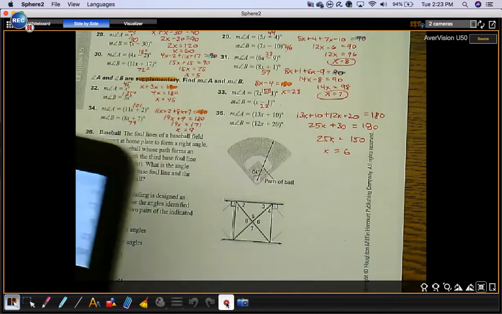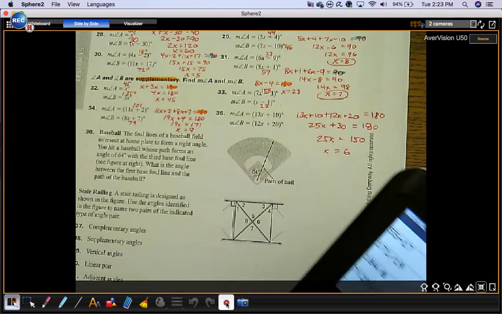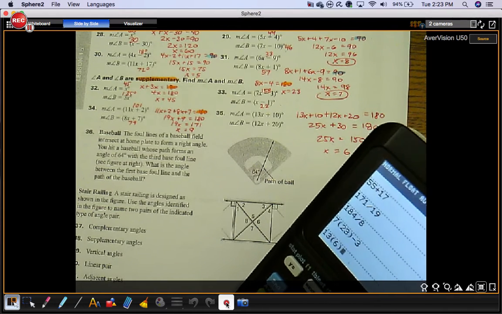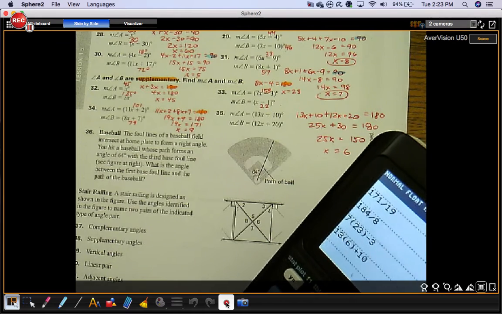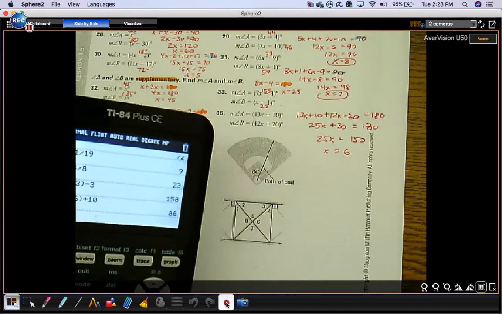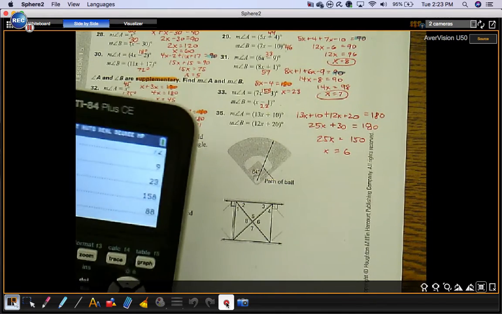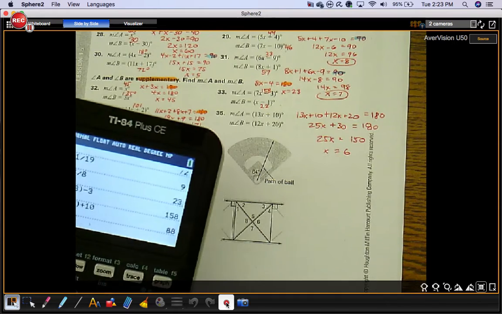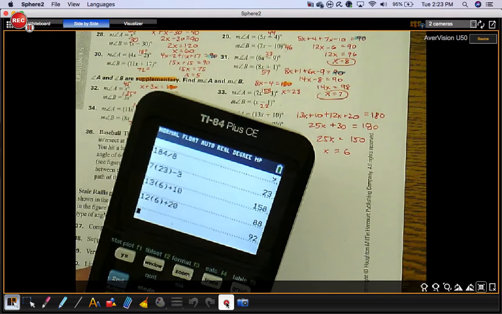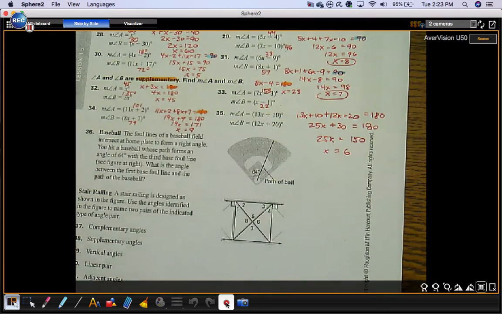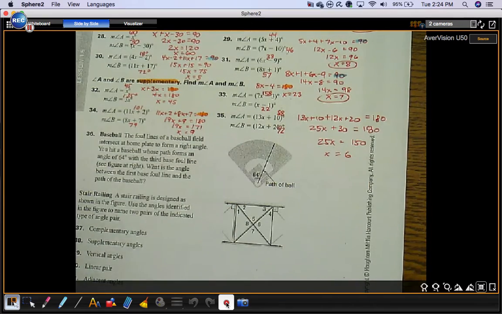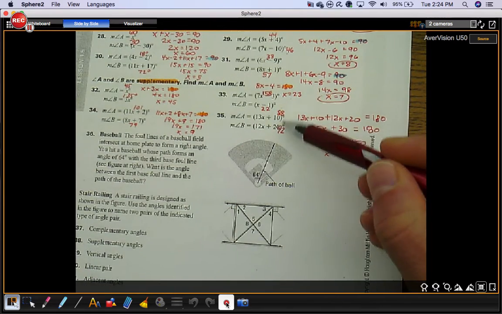Okay, and we'll use our calculator for this just so you're cool with how you do it. You're going to type in 13 times 6, and then you're going to add 10. And you get 88. Then we're going to do 12 times 6 plus 20. And you end up with 92. Those are your two angles, 88 and 92. And we know that we're right because together those two angles add up to 180.